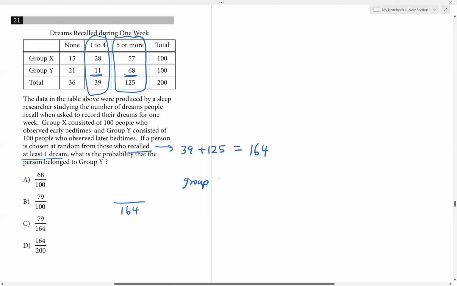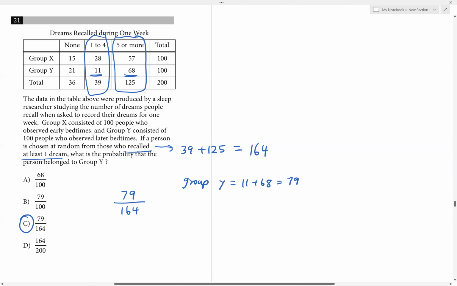Okay, out of these 164 people, those from group Y is 11 plus 68, which is 79. And that's the numerator. There's 79 out of 164 that qualifies. So that's the probability, which is C for 21.